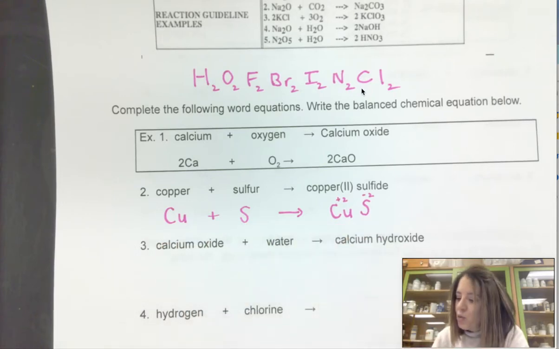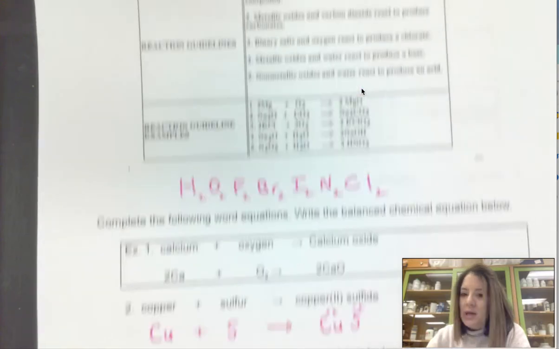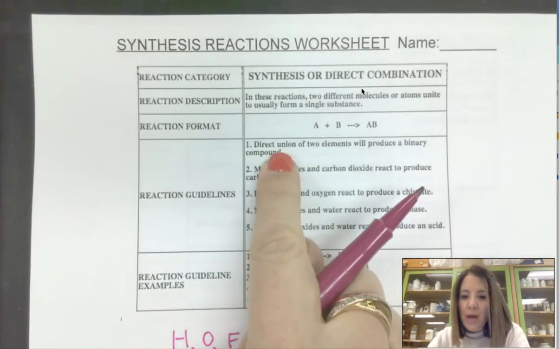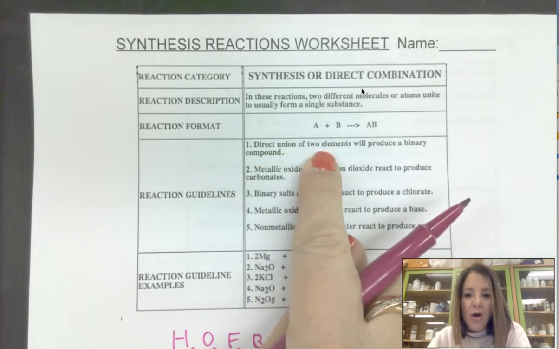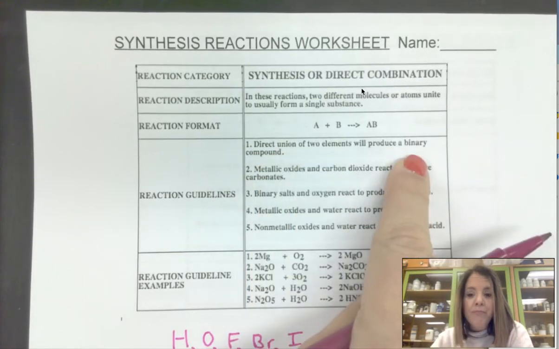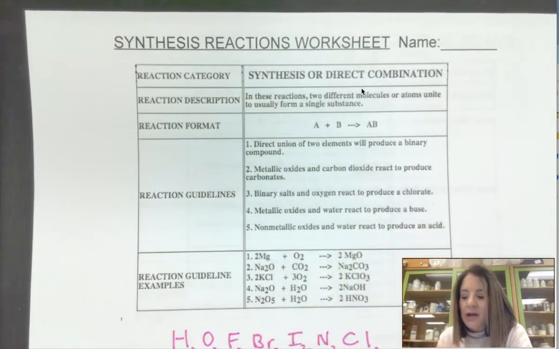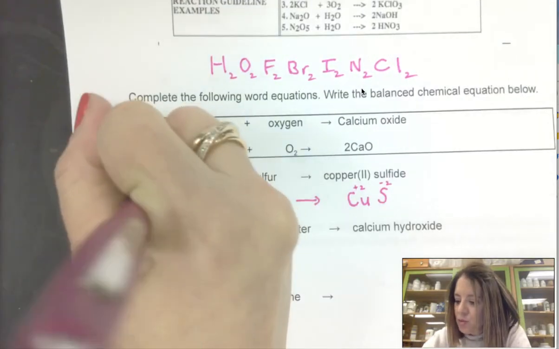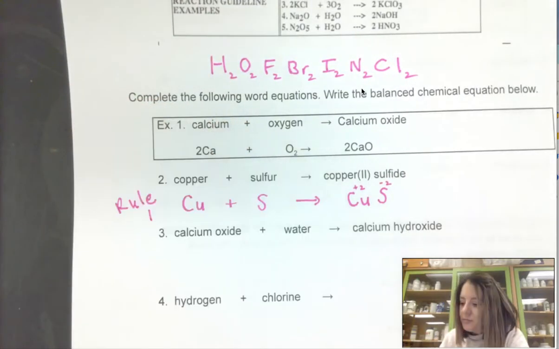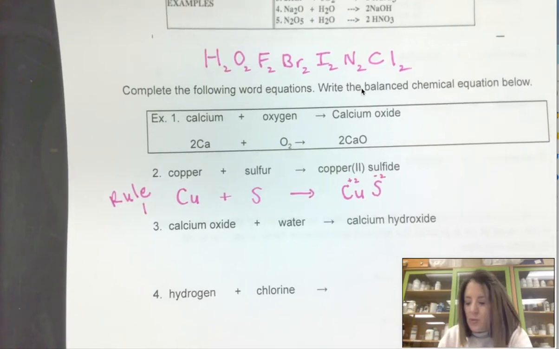Now, what rule is this one? This rule happens to correspond with rule number 1. It is the direct union of two elements to produce a binary compound. Binary meaning only two elements come together to form that compound. So I'm going to just write down beside this example that that was rule number 1. Let's take a look at the next one.